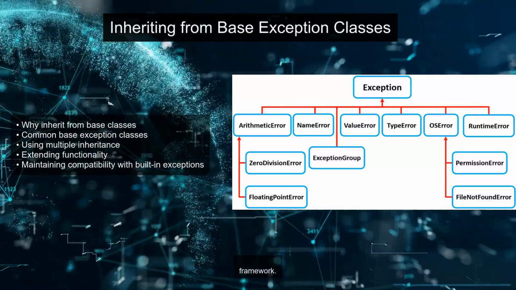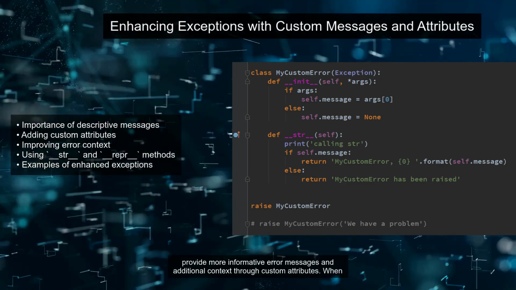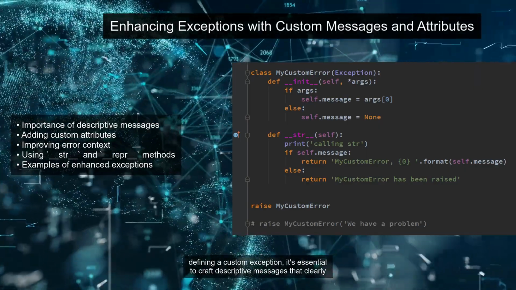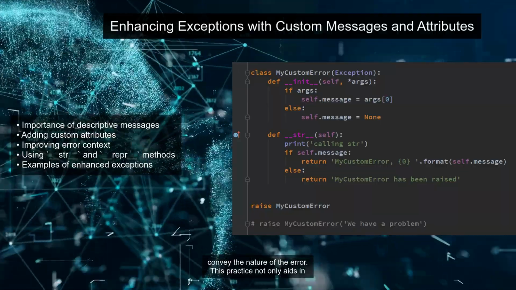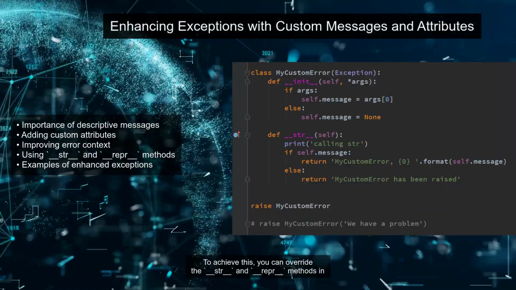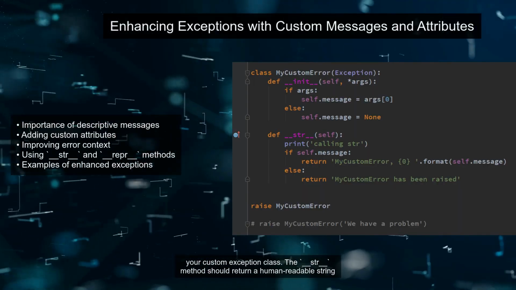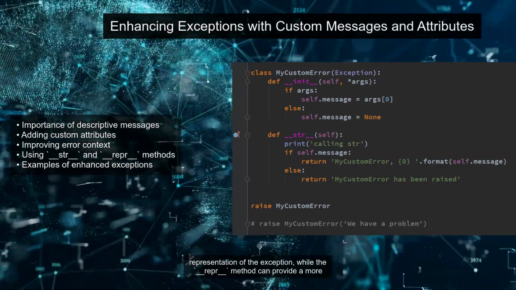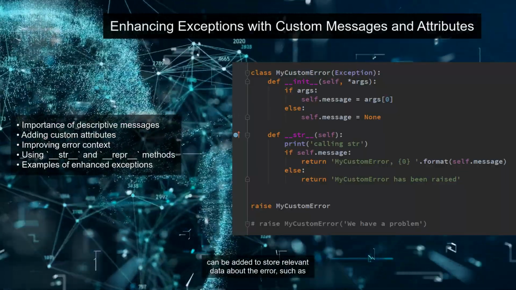One of the key benefits of custom exceptions is their ability to provide more informative error messages and additional context through custom attributes. When defining a custom exception, it's essential to craft descriptive messages that clearly convey the nature of the error. This practice not only aids in debugging but also enhances the overall user experience by providing meaningful feedback. To achieve this, you can override the __str__ and __repr__ methods in your custom exception class. The __str__ method should return a human-readable string representation of the exception, while the __repr__ method can provide a more technical representation for debugging purposes.